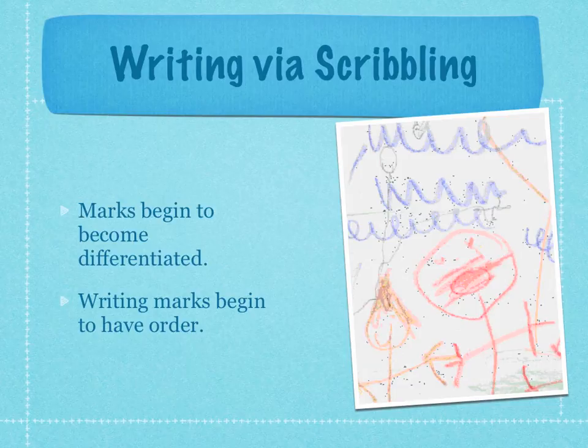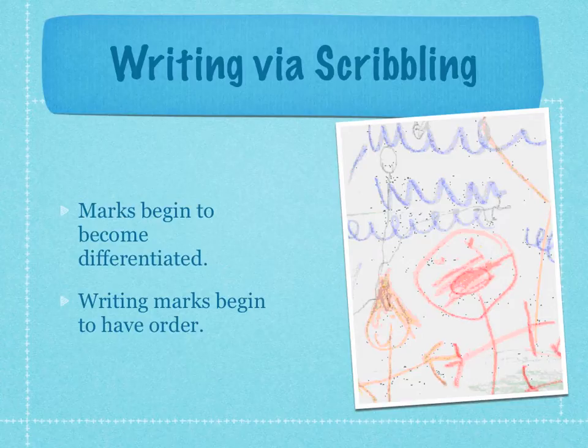Now, in our next category, writing via scribbling, these marks are beginning to become differentiated. As opposed to the earlier category where the picture was really the writing, here we're beginning to see marks that are writing-like and marks that have order. So if you look at the example here, you can see the picture of the two people, and then above it we have these squiggle lines, right, that are very orderly, and they almost have the look of cursive handwriting.